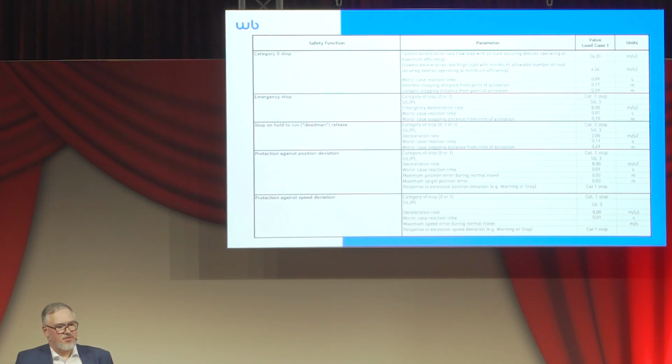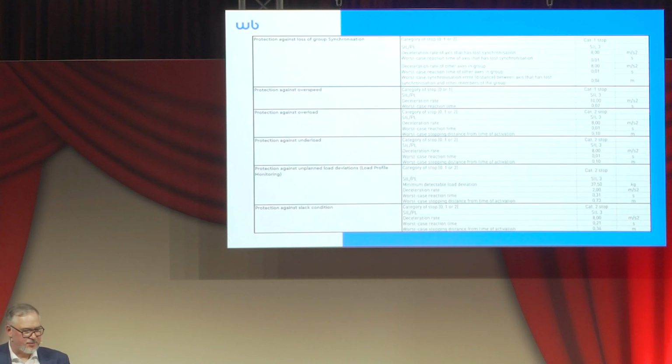So for this machine that we've used, for example, the resulting Annex D table in the project looks like this. It defines, for example, the category 0 stop, as I said, 24.2 meters per second squared as the fastest deceleration rate possible. It defines all the individual values also for all the other safety functions like the emergency stop, stop on hold, protection against position deviation, speed deviation, and all the other safety functions that are defined for this machine.